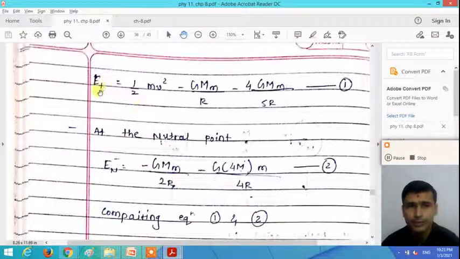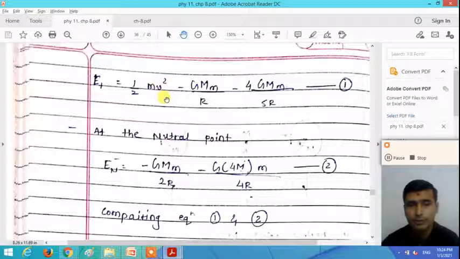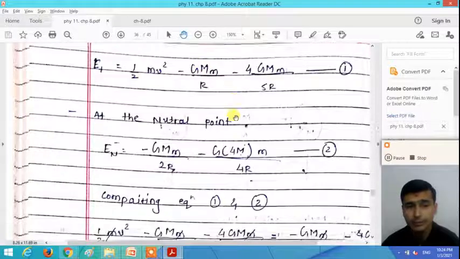So here total energy is 1/2 mv square minus GMm divided by r minus 4GMm divided by 5r. That is the total energy on the surface of the first sphere. Now the total energy at the neutral point, En, is equal to minus GMm divided by 2r, right? And minus G 4Mm divided by 4r, right? So we are comparing these two energies. We get the velocity of the object, the speed at which we need to project the object so that it reaches the surface of the second sphere.